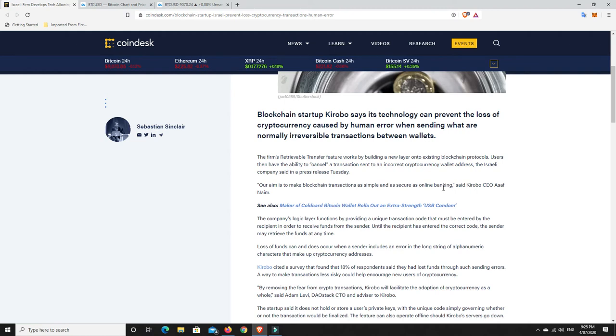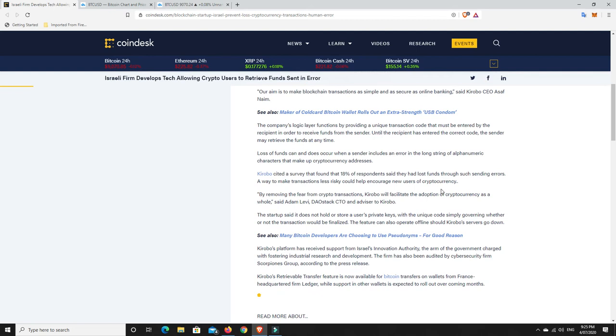And it even goes on further to say in the article that they plan to roll it out to all types of wallets in the future. It's not just going to be Bitcoin. It can be done for everyone. And so this is an absolute cracker.